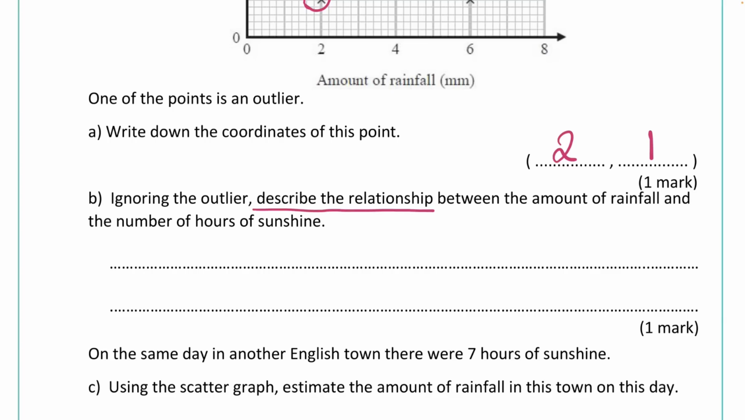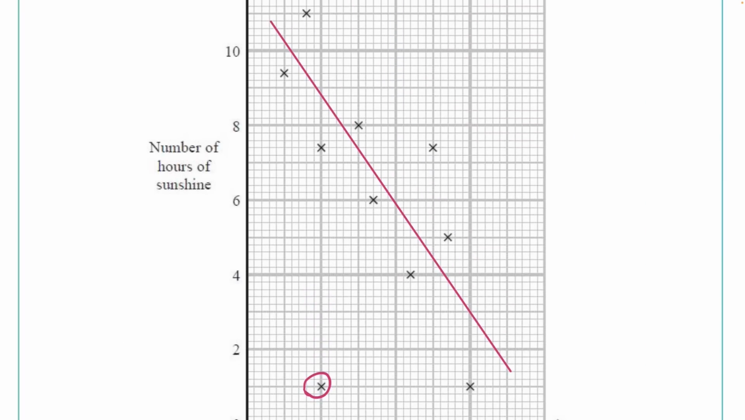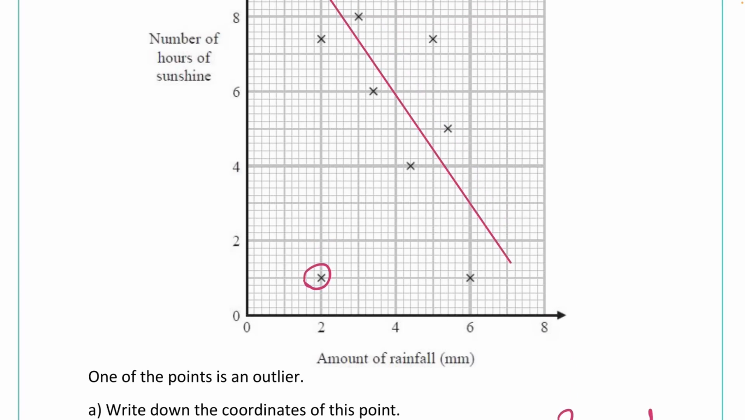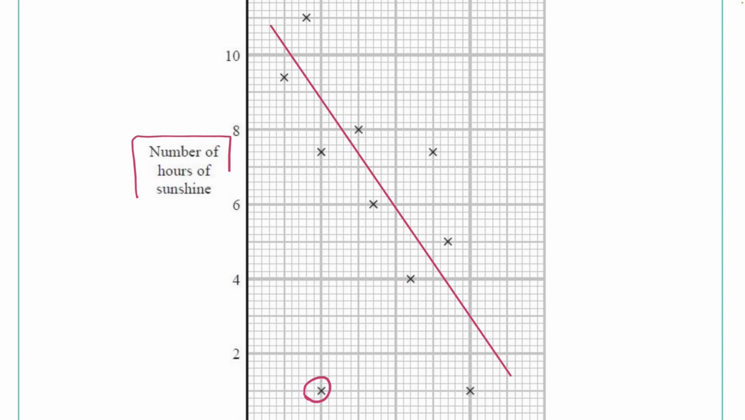Now if it said describe the correlation, in that case we only normally need to give one word. We either say positive or negative, and this one has a negative correlation. But this particular question says to describe the relationship. So when we are describing the relationship, we're going to use the words that are on the axes. So here, the amount of rainfall and the number of hours of sunshine.